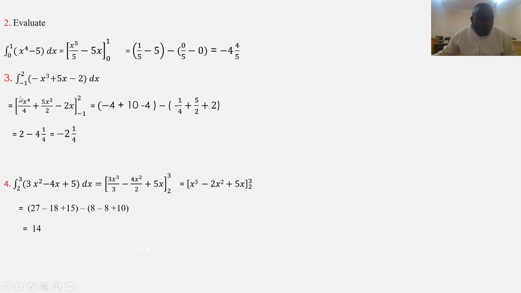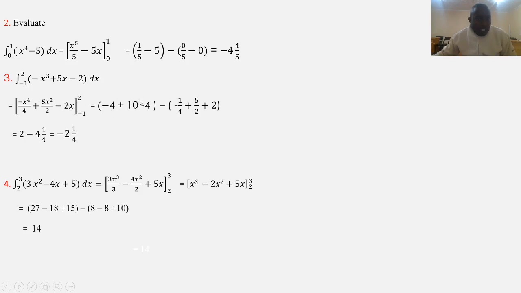We substitute 2 into the whole thing, and we subtract the negative 1 limit. So 2 here, it becomes 2 power 4, it is 16. 16 divided by 4, it is 4. There is a negative, so it will be negative 4 plus, this is 2 squared is 4, 4 times 5 is 20, 20 over 2 is 10, so it is plus 10, minus 2 times 2 is 4, so it's minus 4.